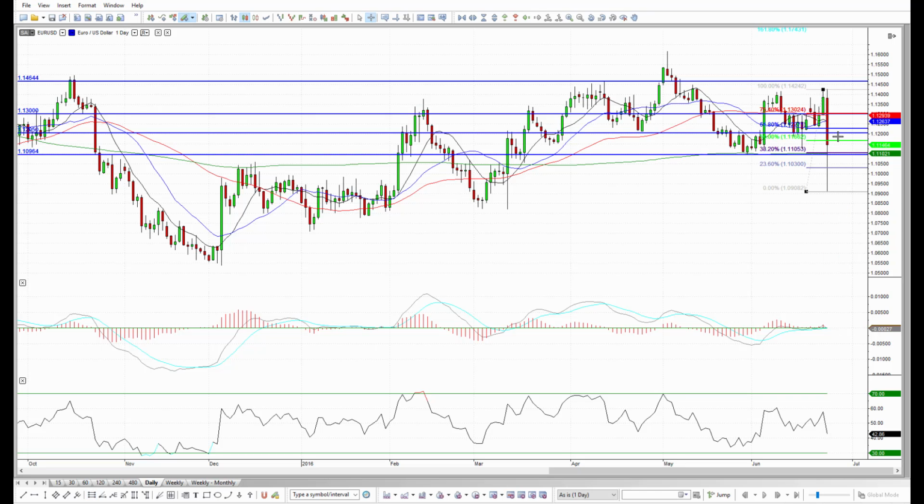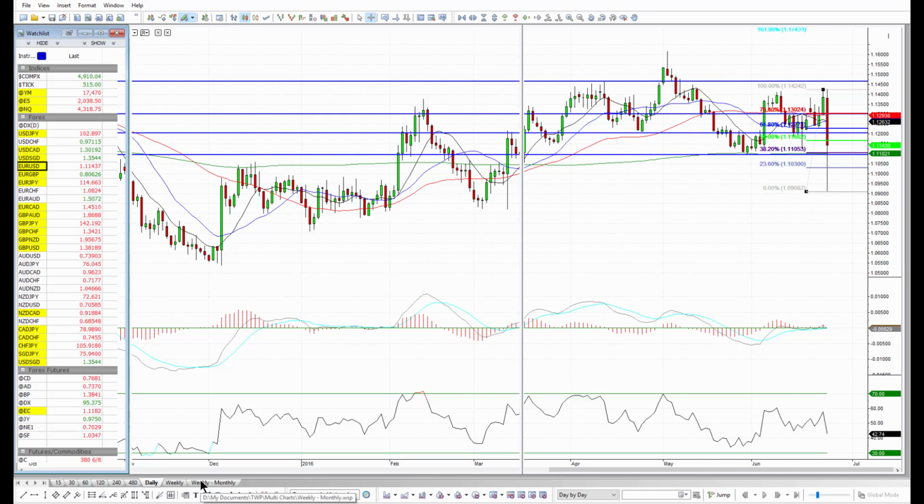And again, we can start to see that this level coincides right in between the 50 and the 61% retracement area. Of course, that doesn't mean the market is going to retrace to these areas, but getting a pullback to equilibrium, at least a 50% pullback, is quite common after these huge volatile moves, and we see that we're almost there at this moment in time with the euro.